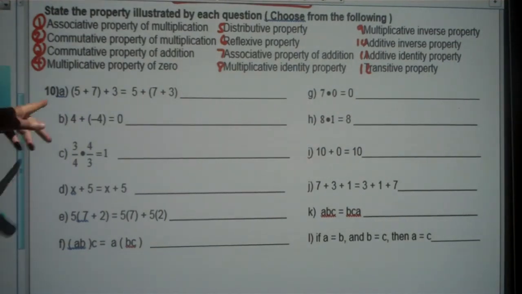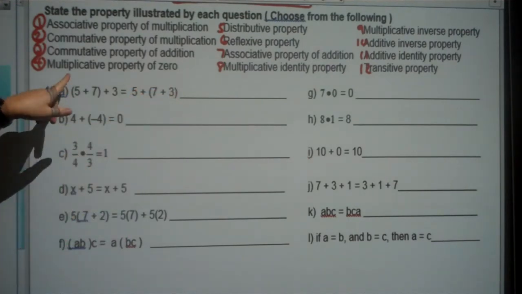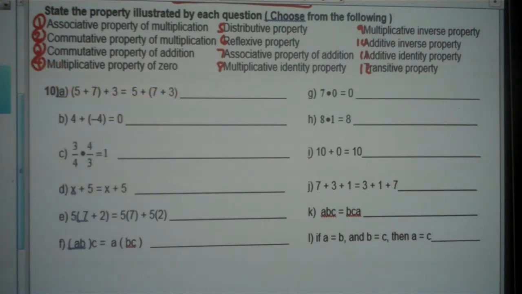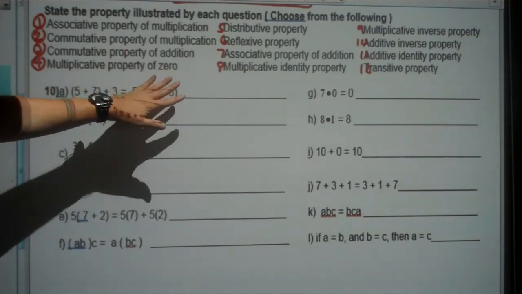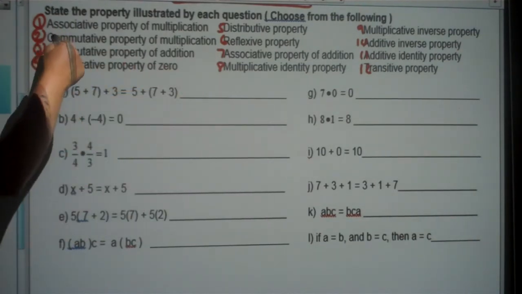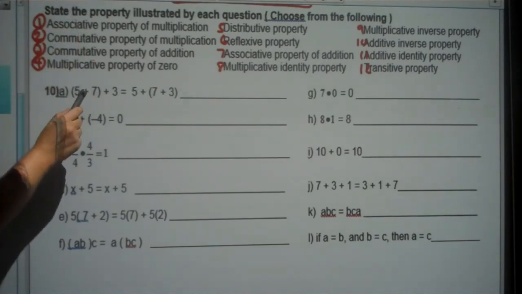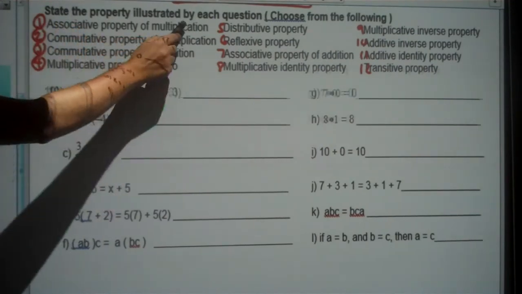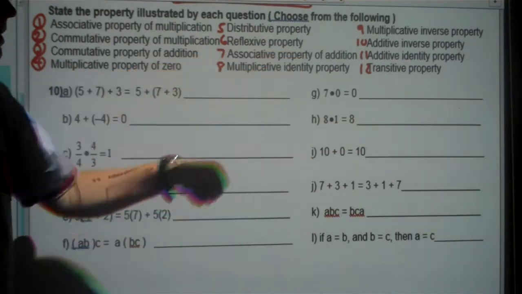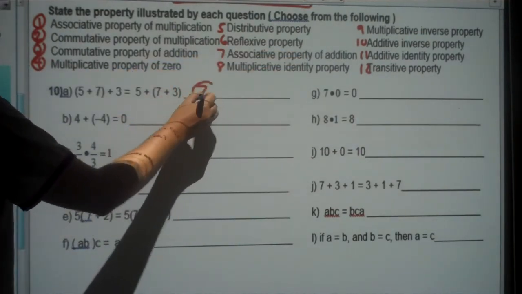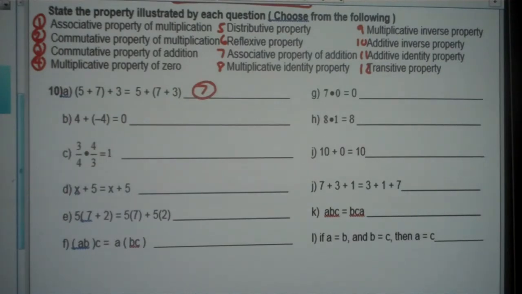So the thing I notice about this one is the order is the same. It goes 5, 7, 3, 5, 7, 3. But the thing that moved is where the parentheses were. They were at the start here, but they moved to the end here. And I know that that one is the associative property. But notice this is adding here. So it's not number 1 because that says associative of multiplication. So it must be this one here, the associative property with addition.